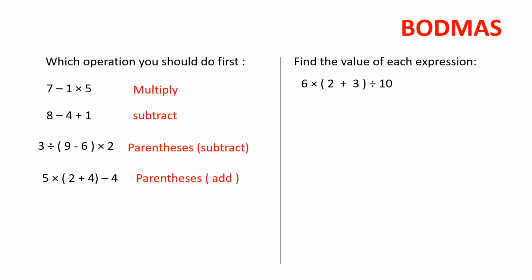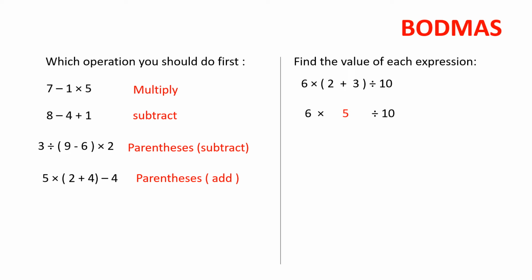Of course, you have to follow the steps. Firstly, parentheses, brackets, braces, multiply and divide in order from left to right, then add and subtract in order from left to right. So what do you have to do here first? Of course, you have to do what's inside the parentheses, which is 2 plus 3. What about 6 times and divided by 10? Of course, you have to write them down as they are. Then do now what's inside the parentheses, which is 2 plus 3. Of course, it's going to be 5.